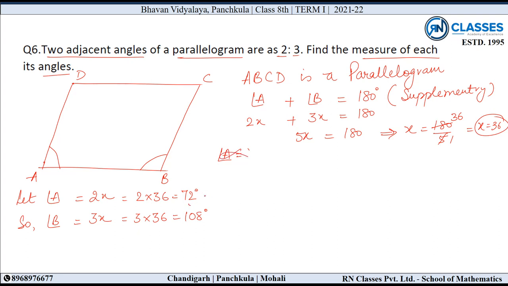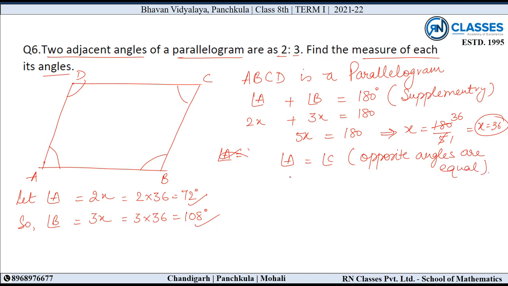Done. Angle A and angle B we have got. Now, what do we need? Angle C and angle D. Angle A is equal to angle C. Why? Opposite angles in a parallelogram are equal.